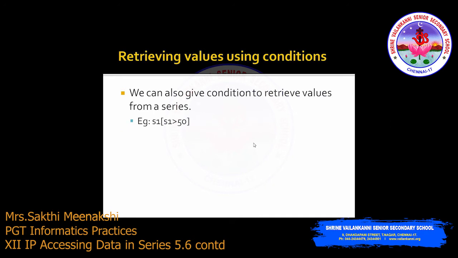Right, so the next one is retrieving values using conditions. We can pass some conditions, and the values which satisfy the condition will be fetched. The example is S1 of, then instead of index you have to set the condition. Whatever value satisfies this condition will be fetched from the series. So this is also one way of accessing the series. Based on the condition you are going to retrieve the values.